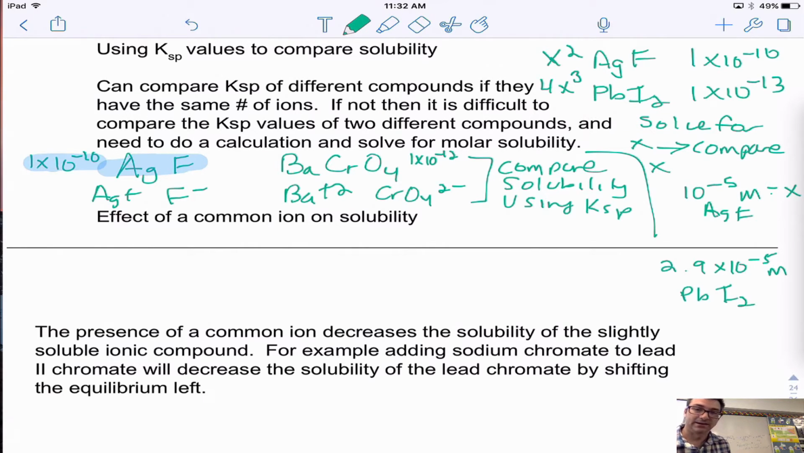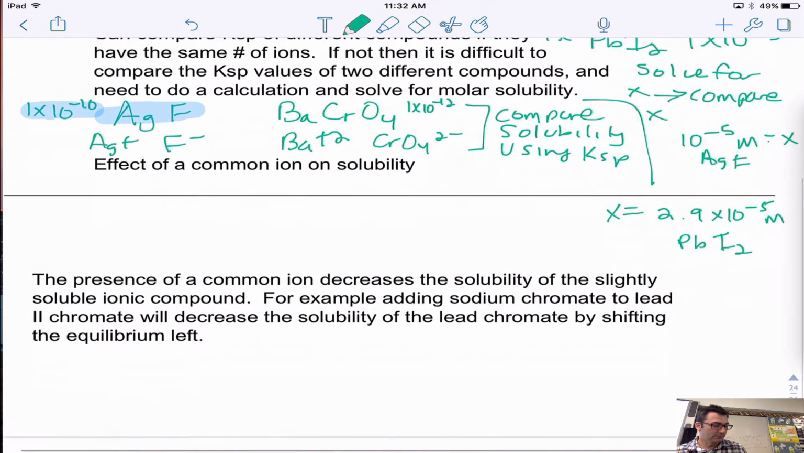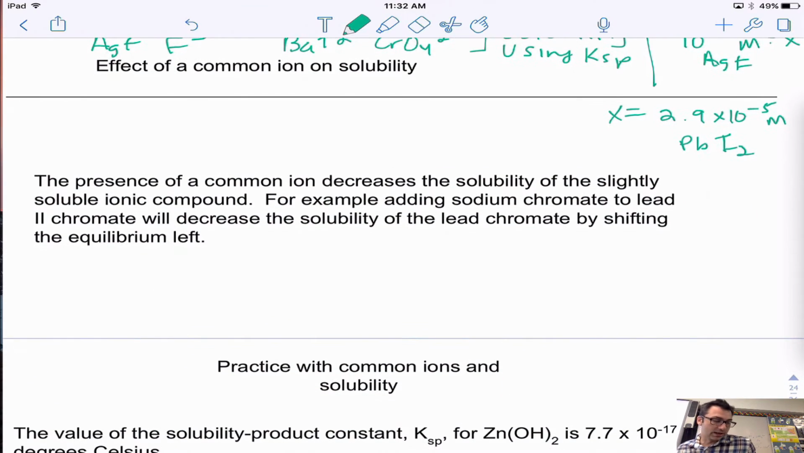Now look at that. PbI2 actually has a higher solubility. Even though it had a smaller KSP value, its x value, its molar solubility, is actually higher. And this goes straight to the point here. You can't compare the KSPs directly for this. Okay, let's move on to the next part, which is the effect of a common ion on solubility.